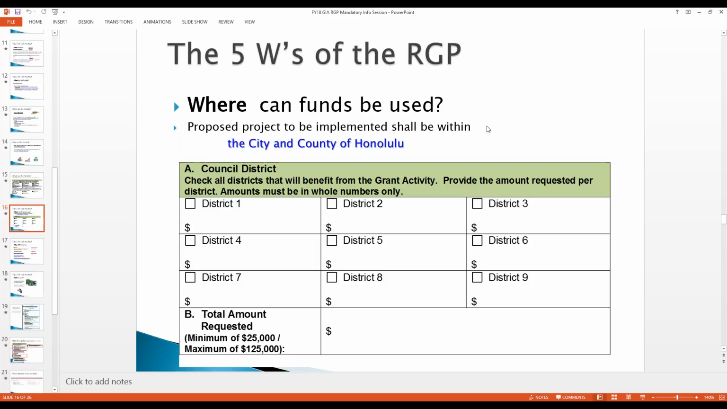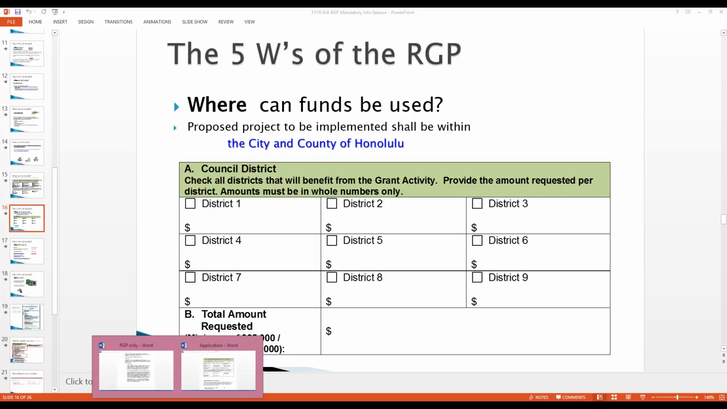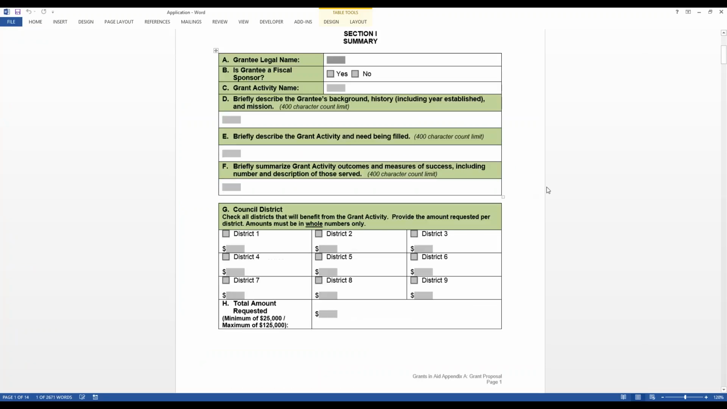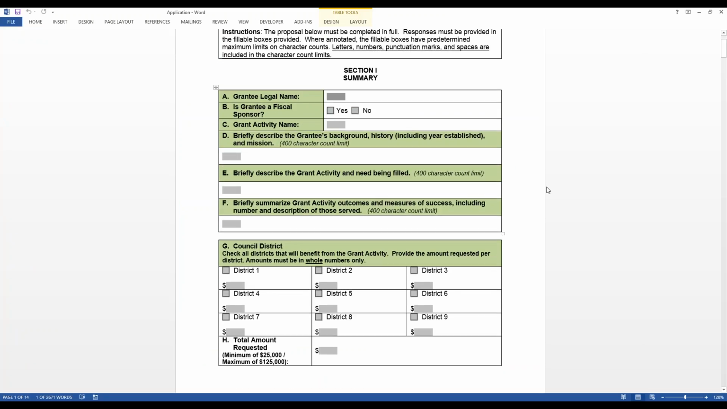I would also like you to look at page 1 of the grant application. Scroll up, page 1, and at the bottom of page 1 we see section G, Council District. Going back to my slide.